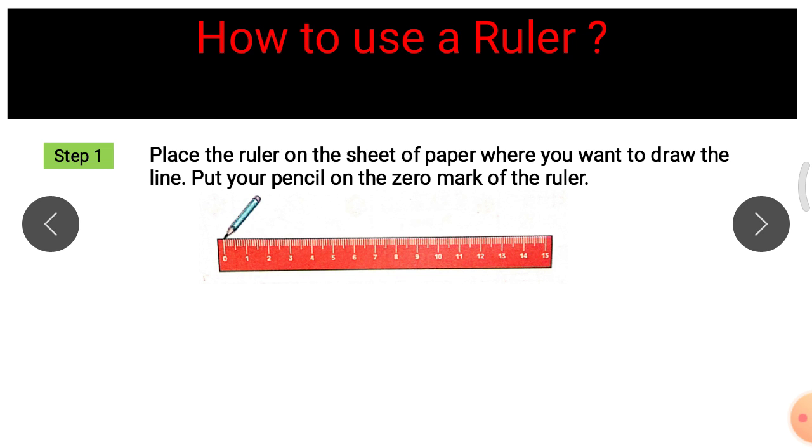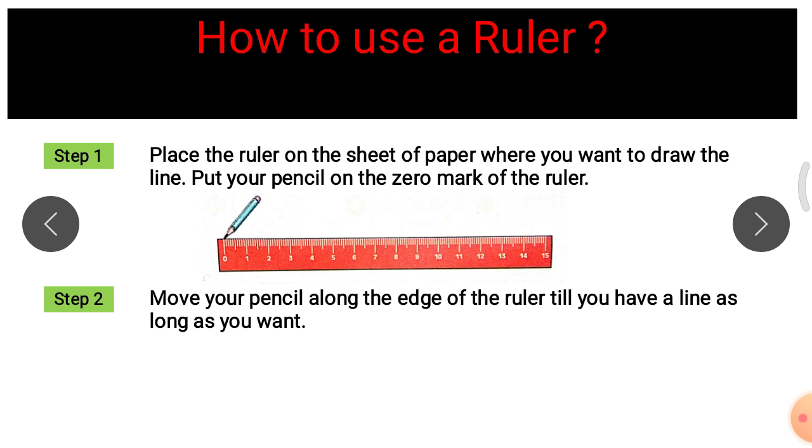Then you have to use a sharpened pencil. It should not be blunt, okay? It should be a pointed one, and hold the ruler very nicely and tightly, and then stretch the pencil with the other hand. Correct? Now what is step 2? What do you have to do?